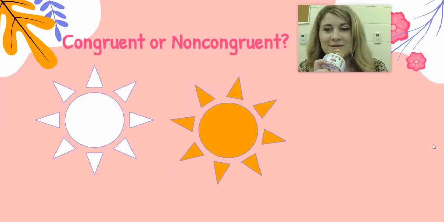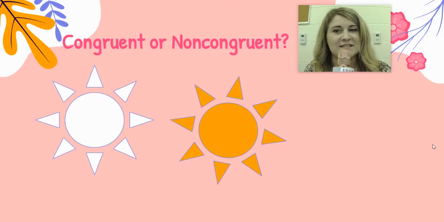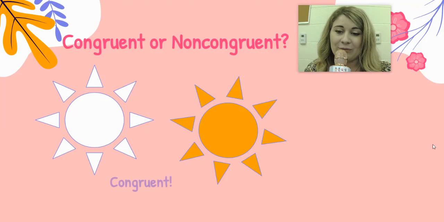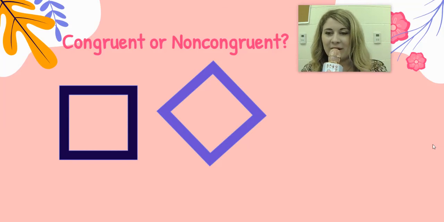Okay, now we have two sunshines. Ooh, so pretty. We have a white sunshine and a yellow sunshine. They look about the same shape. They look about the same size. So what do you think? Do you think that these are congruent or non-congruent? If you said congruent, you are correct. These are congruent.